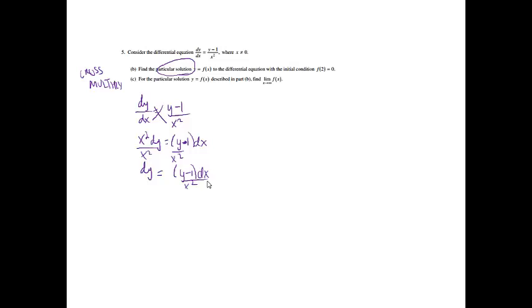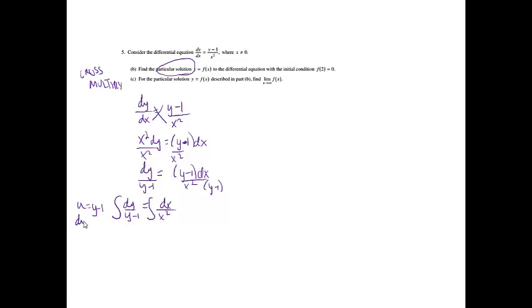And now I will have to divide both sides by y minus 1. So now I have dy over y minus 1 is equal to dx over x squared. Right? Now we're ready to take the integral since both sides have the right variables on them. Okay, on the left side, since I have something in the denominator, I'm going to do a u substitution.